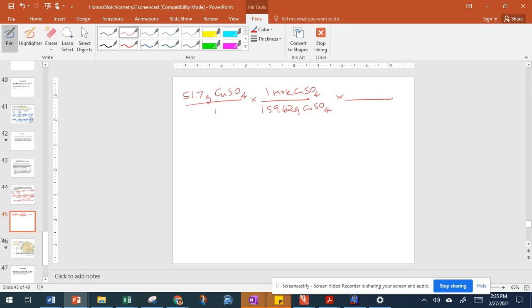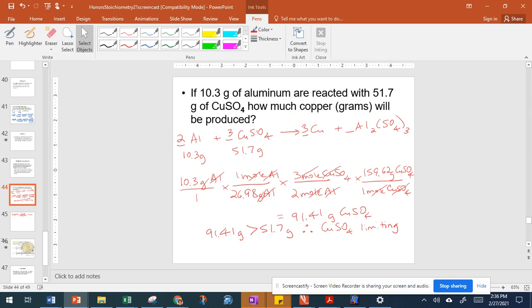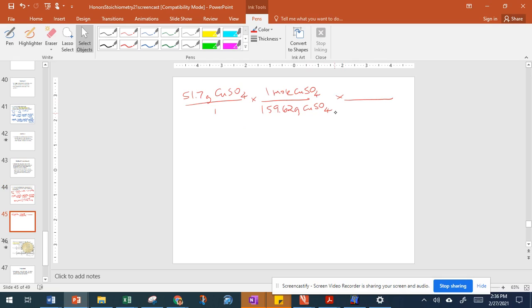Okay, so now we're going to take that using our coefficients. We're going to do a mole ratio of copper 2 sulfate to copper. Each of those have coefficients of 3. So we have 3 moles of copper 2 sulfate and 3 moles of copper. And now we're going to take that to grams of copper since we're asked to find out how many grams of copper we produce. So 1 mole of copper, and then our molar mass from our periodic table, which is 63.55 grams of copper. Okay, make sure things cancel out.